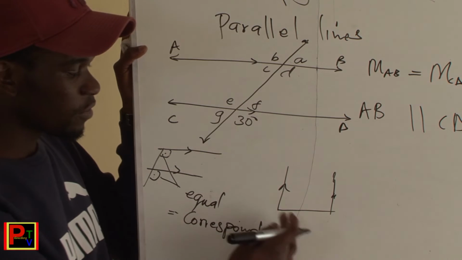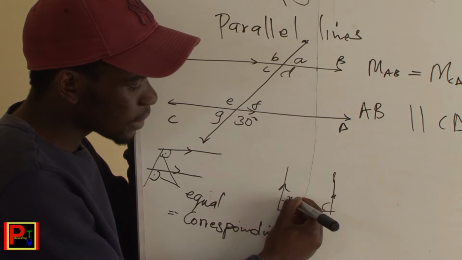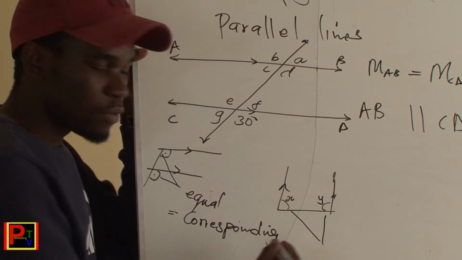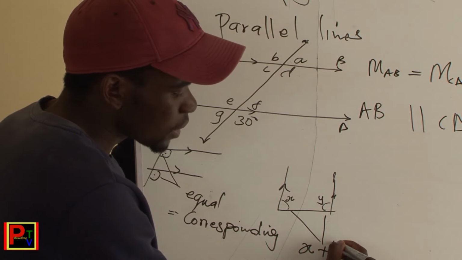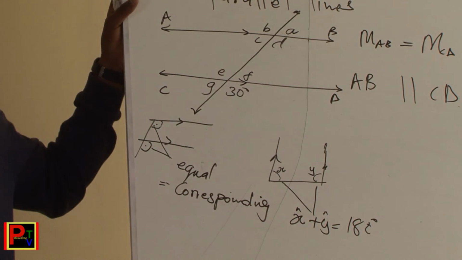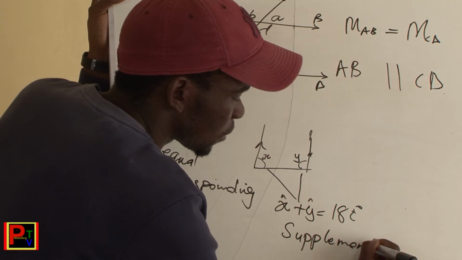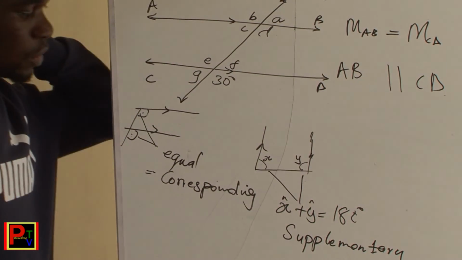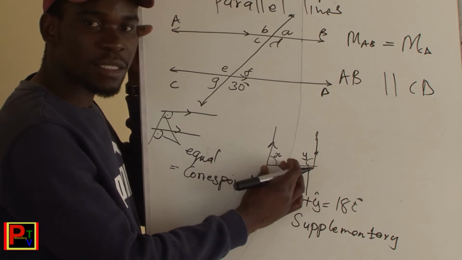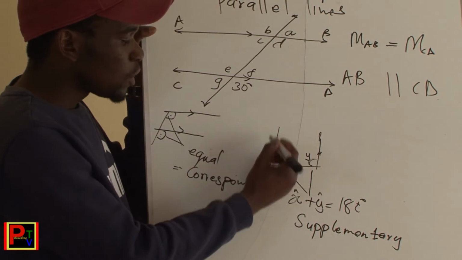Now, if we have the U shape, our main focus is these angles inside. Let's say this is angle X, this is angle Y. If we add them, it simply means X plus Y gives us 180 degrees. The reason for that is they are supplementary. So they are co-interior angles. Co-interior angles are supplementary. Co-interior angles are angles inside this U shape that is made by two parallel lines.